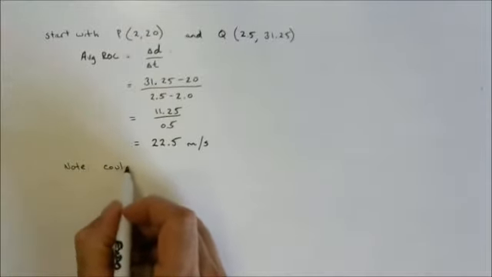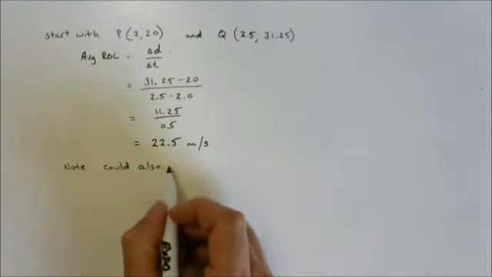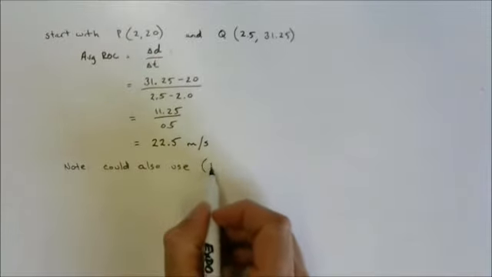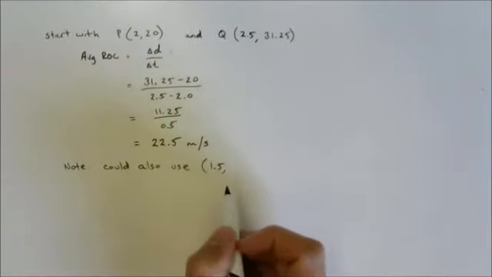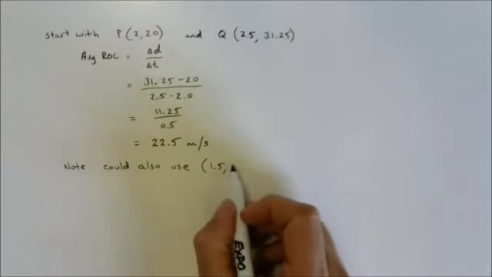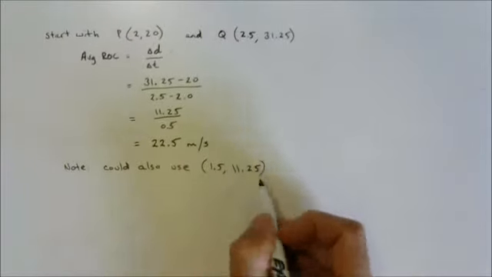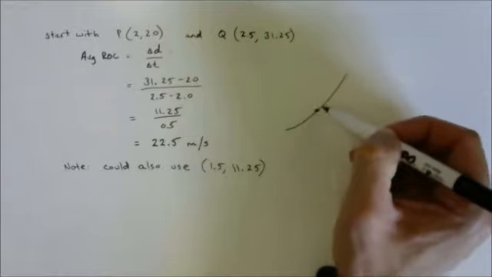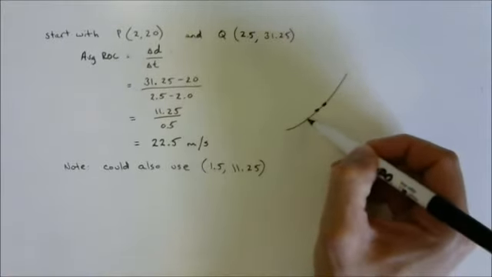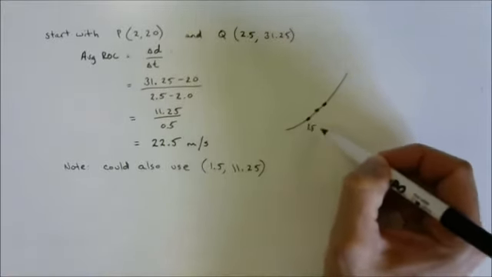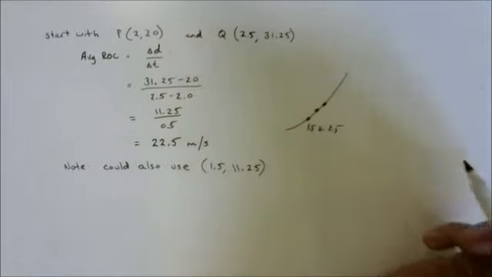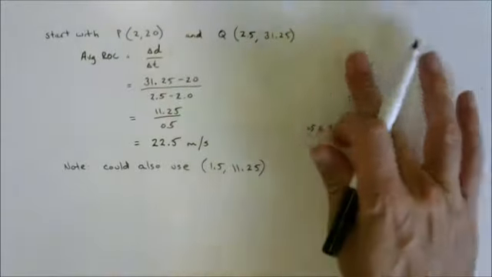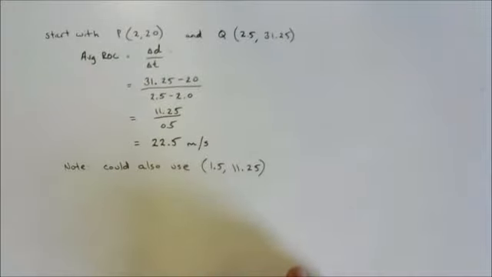Note, we could also use the point at 1.5 seconds, which would be 1.5, comma 11.25. Okay, that would be another option for the next closest point. We chose to use the point just above at 2.5, but we could have used the point just below at 1.5. Good, again, still an approximation.